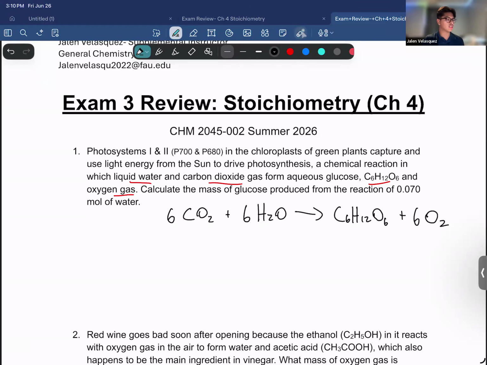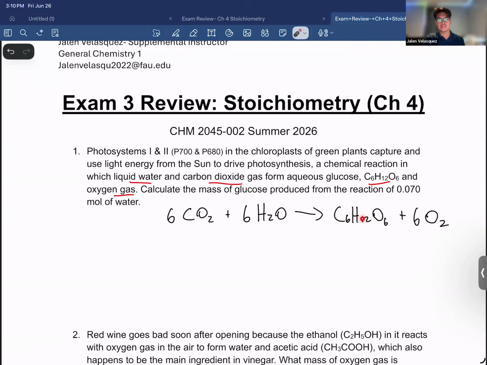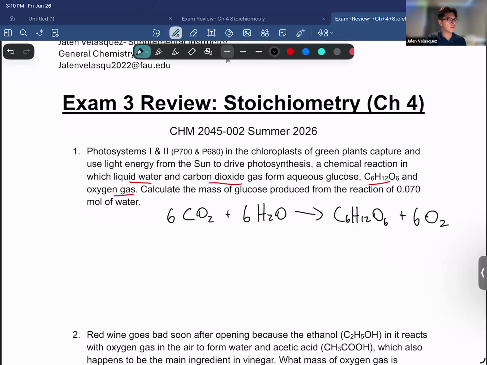I want to know the mass of glucose, so the mass of this that I can make from reacting 0.07 moles of water. The only thing we can start with is the information that we are provided with, right? So we are first going to write down our 0.070 moles of water. Okay, now I need to get that to the mass of glucose, right?